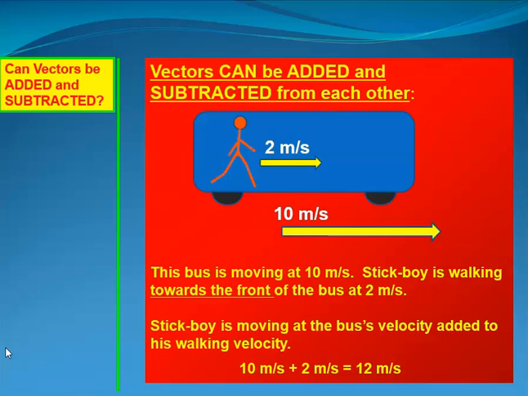Vectors can be added and subtracted from each other. So this bus is moving at 10 meters per second. Stick Boy is walking towards the front of the bus at 2 meters per second. Therefore, Stick Boy is moving at the bus's velocity added to his walking velocity, 10 plus 2, that would be 12 meters per second.